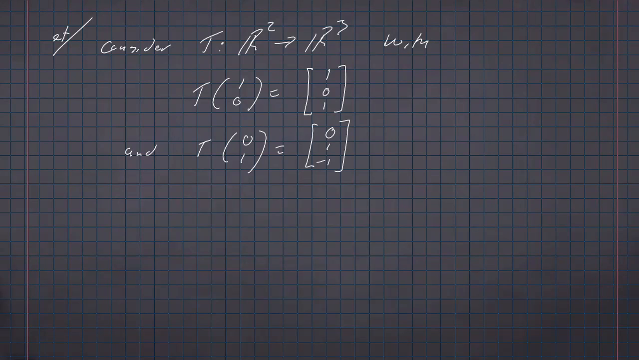So consider this linear transformation. This maps from the two-dimensional Euclidean vectors to the three-dimensional Euclidean vectors. The basis vectors for R2, the unit vectors, are (1, 0) and (0, 1). And I've established that this is a linear transformation, and I've announced how the linear transformation works for each vector in the basis.